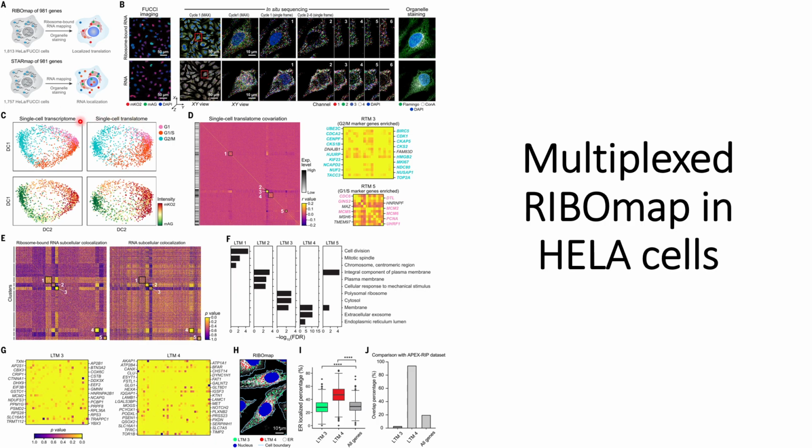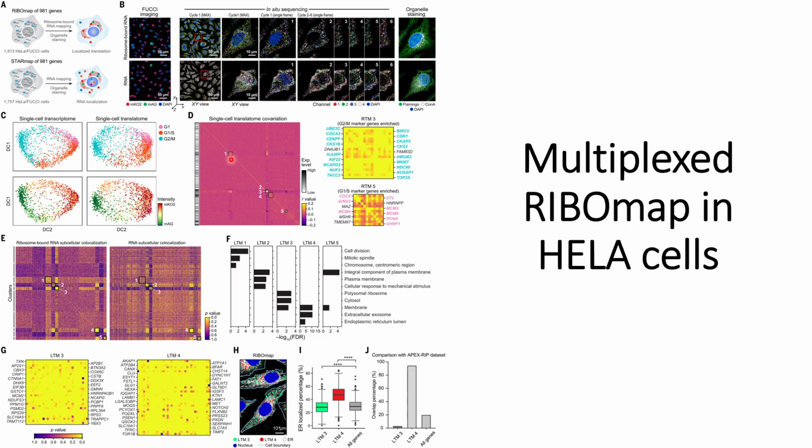The same thing they have done with STARmap. This top right is the result they got from STARmap, and bottom right they got the result from FUCCI imaging. As we can see, both the images are comparable. So in this case, both RIBOmap and STARmap are able to distinguish different stages of the cell cycle. And they did single cell translatome analysis to identify the co-regulated genes. The genes that are close to the slope are considered as more closely regulated.